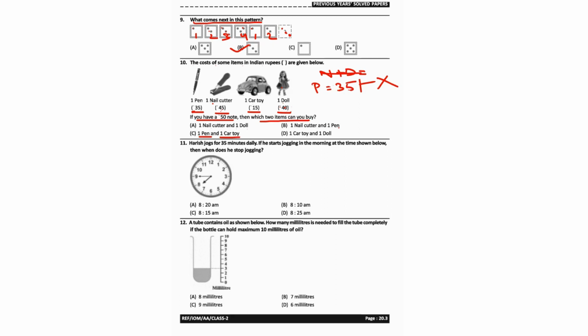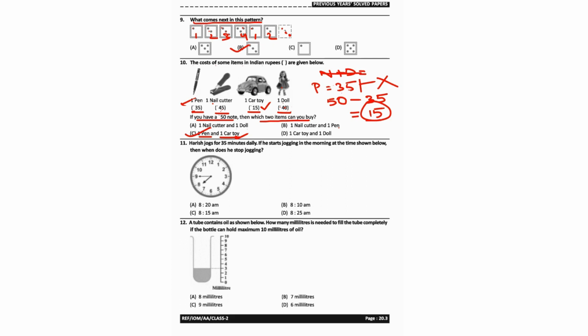Pen is 35. After buying the pen, how much money is left? 50 you had, 35 you are giving for the pen. If you subtract this, you will get 15. Correct? So 15 rupees is left. Does the toy car cost you 15? Yes, it costs you 15. Hence, you can purchase these two, one pen and one car toy, and that's my answer.